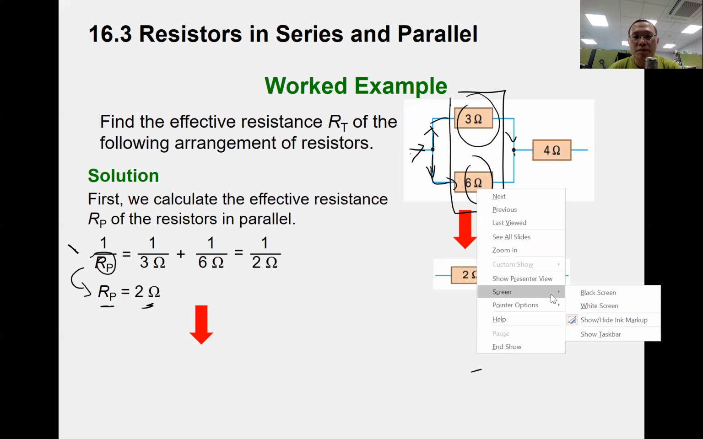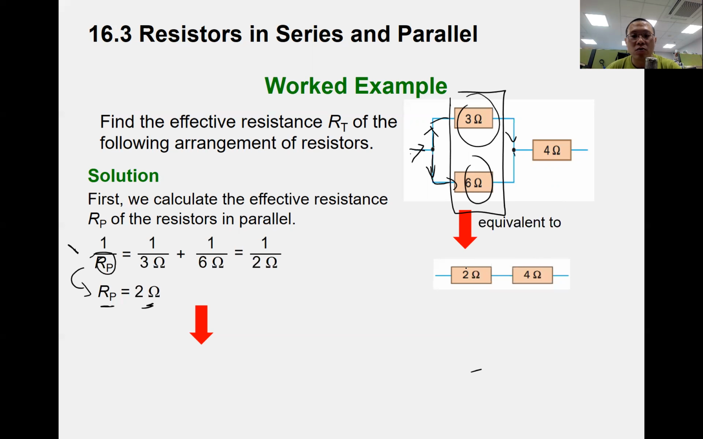So now, after merging, you will find that the 3 and 6 ohm will disappear to give you an RP here, which is a 2 ohm resistor. And now you'll find that RP is connected beside the 4 ohm. These two are connected and the current goes through them in a single path, side by side. I will know that 2 ohms and 4 ohms are now in series.